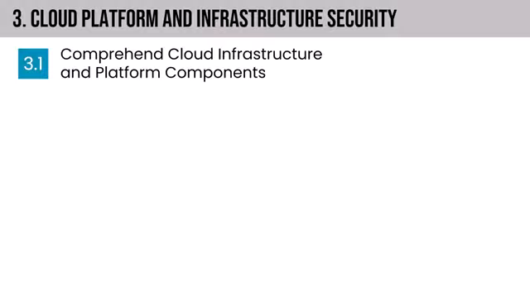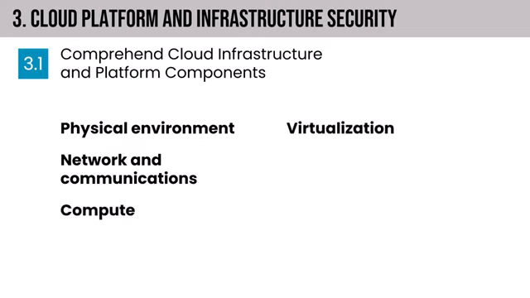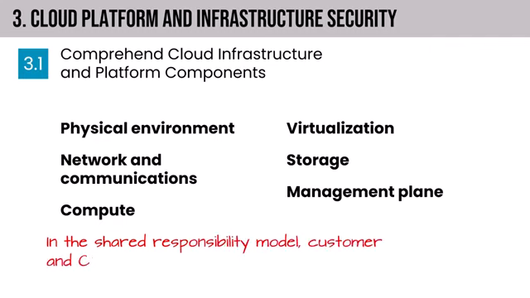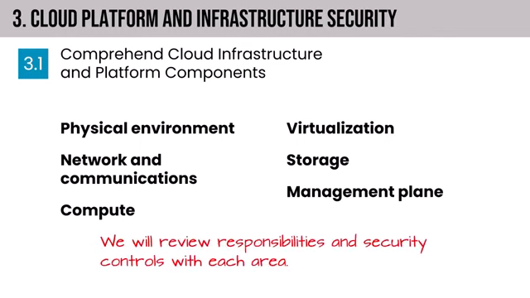So let's jump into 3.1, Comprehend Cloud Infrastructure and Platform Components. We'll touch on several areas of infrastructure and platform here, including physical environment, network and communications, compute, virtualization, storage, and the management plane. Now, in the shared responsibility model, customer and CSP share security responsibilities. So in each area, we will review responsibilities and security controls and who owns them.